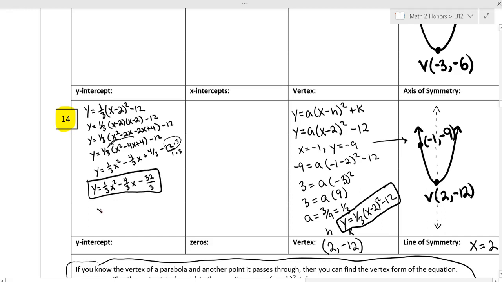Now if I set x equal to 0, if I plug 0 in for that, the 1/3 x squared will be gone, because anything times 0 is 0. The negative 4/3 times 0 will be gone, because anything times 0 is 0. And all that will be left is y equals negative 32 over 3. And so that's our y-intercept, (0, -32/3).